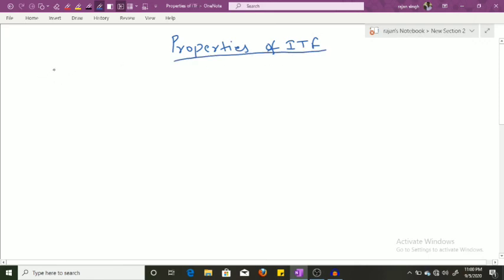So we are moving forward and starting the properties of inverse trigonometric functions. First property we'll do. Basically, this is the minus x based property, we'll do the minus x based property.